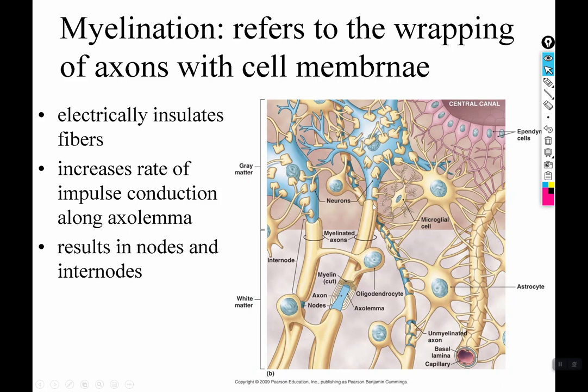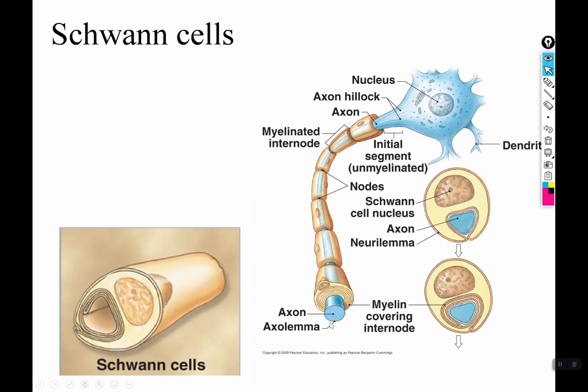In the central nervous system, the myelinating cells are called oligodendrocytes, which I discussed. Oligo means many, so they're called oligodendrocytes because they have many extensions and projections that they wrap around an axon. In the peripheral nervous system, there's also myelin, but in this case, the myelin is not coming from oligodendrocytes, it's coming from what are called Schwann cells.